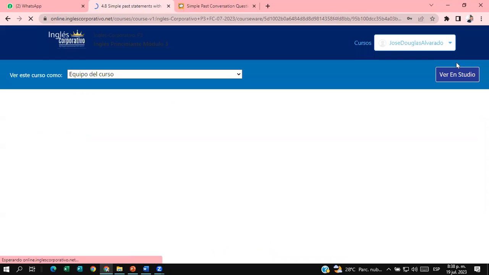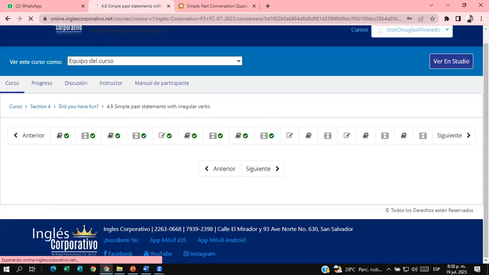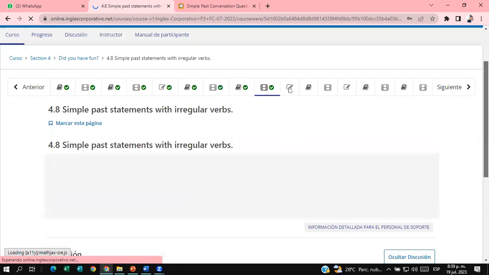It's loading. Okay. Vamos a ver. ¿Dónde estábamos? Si no me equivoco, estamos acá. Solo deme un minuto que está cargando esta cosa. Vamos a ver ahí, el knowledge check. Knowledge check. Teacher.